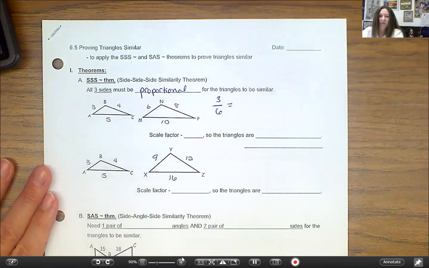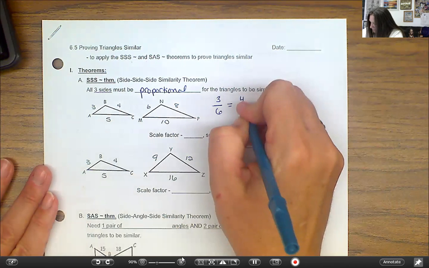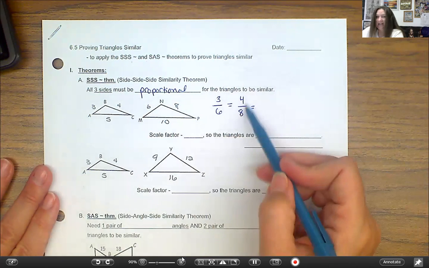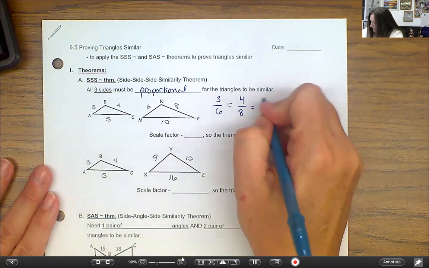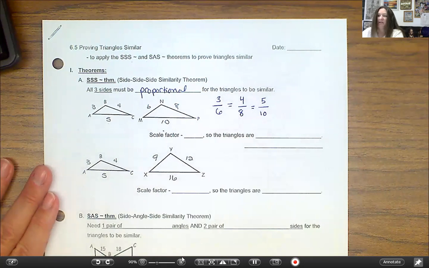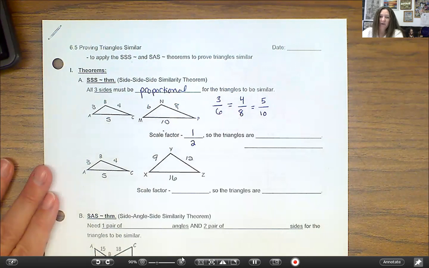We should see that that's going to reduce to 1/2. Okay, so 1/2 is going to be that scale factor. But let's go ahead and then take that middle length on this triangle. My next smallest side would be 4, which would have to correspond to this one at 8. And I can see that would also reduce to 1/2. And then my largest side on the first triangle is 5, which corresponds to the largest side over here, which is 10. All three scale factors have to reduce to the same value. That scale factor in this case is 1/2.